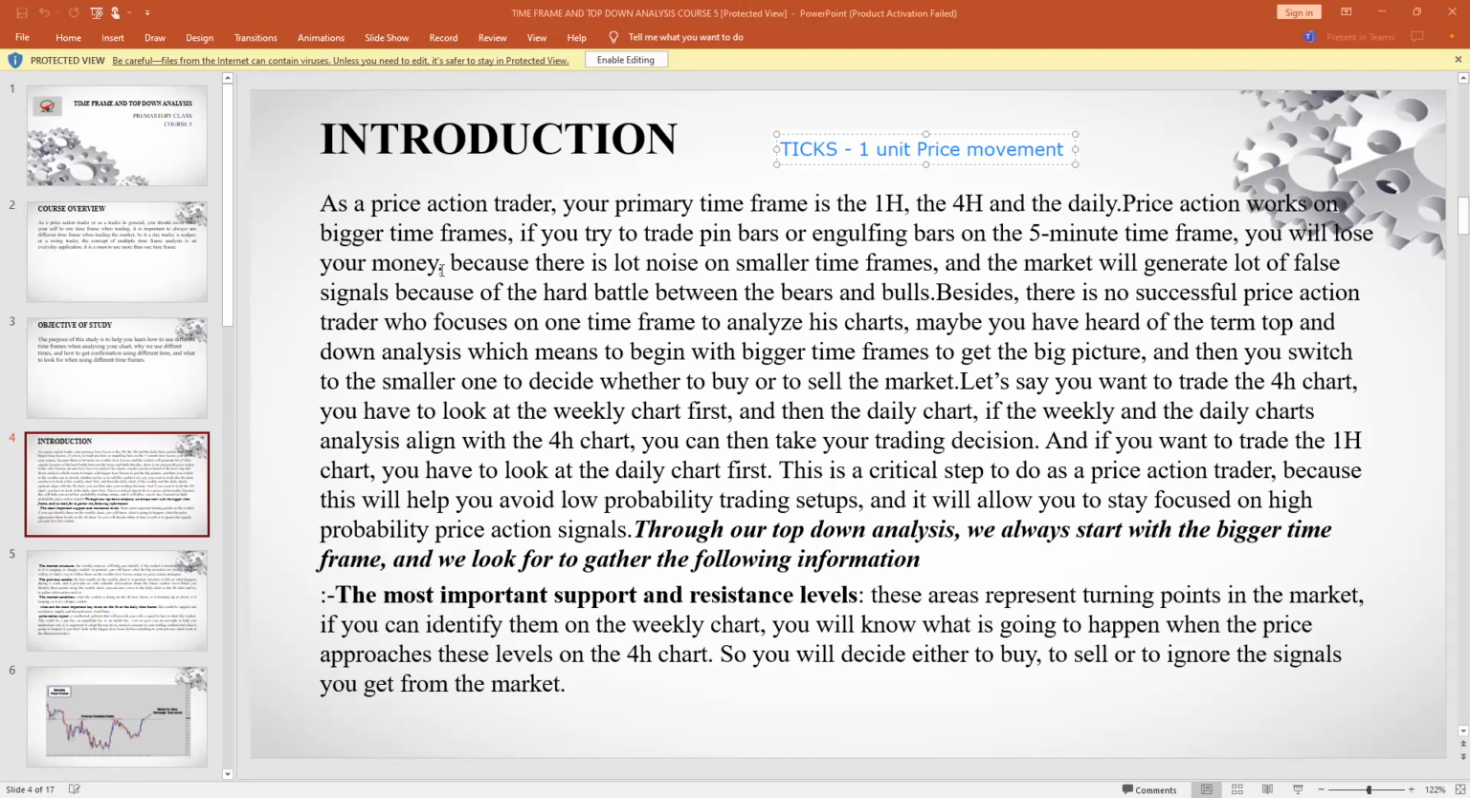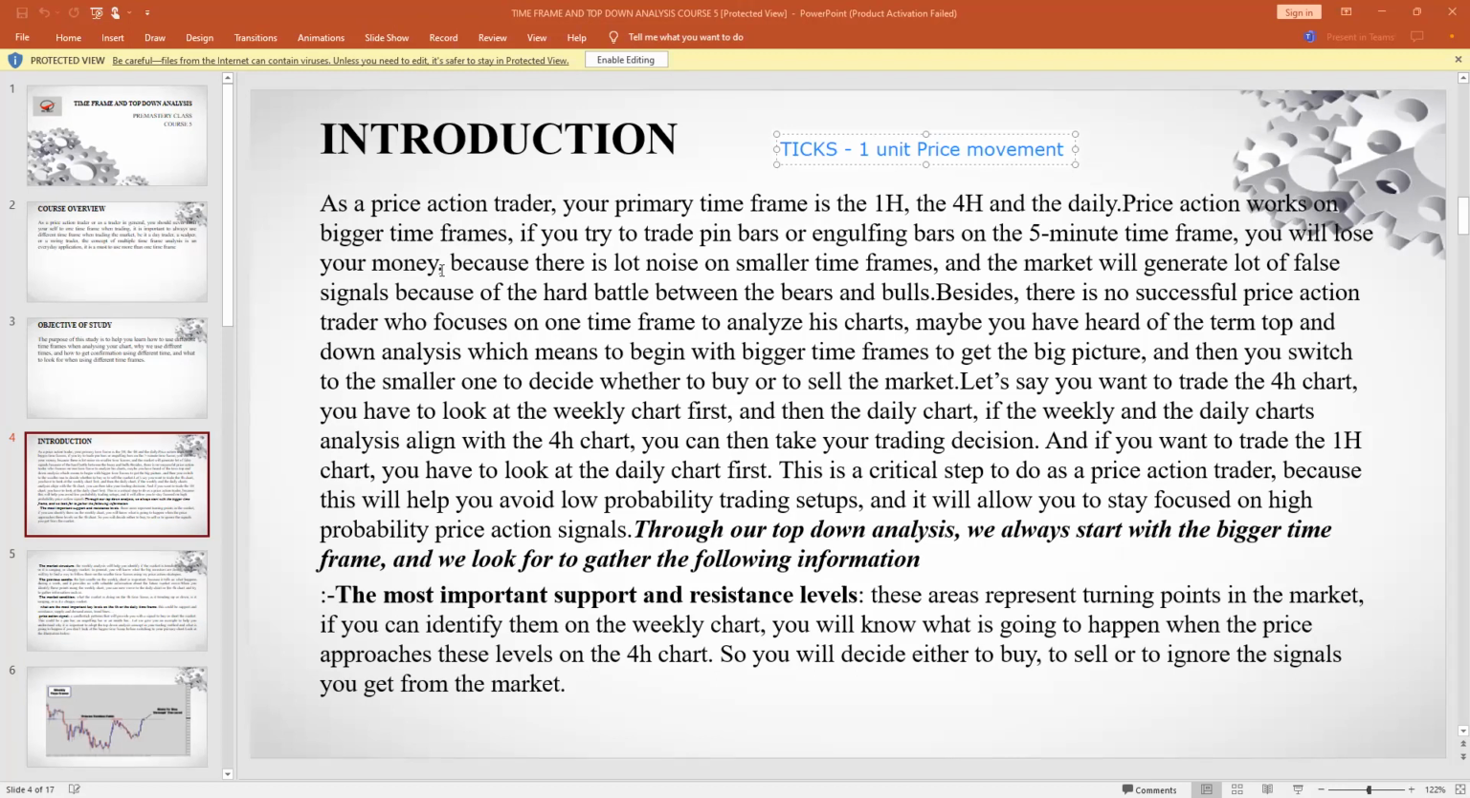So price action works best on larger time frames, because if you try to trade candlestick patterns, the pin bars, the engulfing bars, on the 5 minutes time frame, you are most likely going to lose your money. And the reason is that there is a lot of noise. Mark that word, noise, on smaller time frames. What is noise? Noise is unwanted sound.